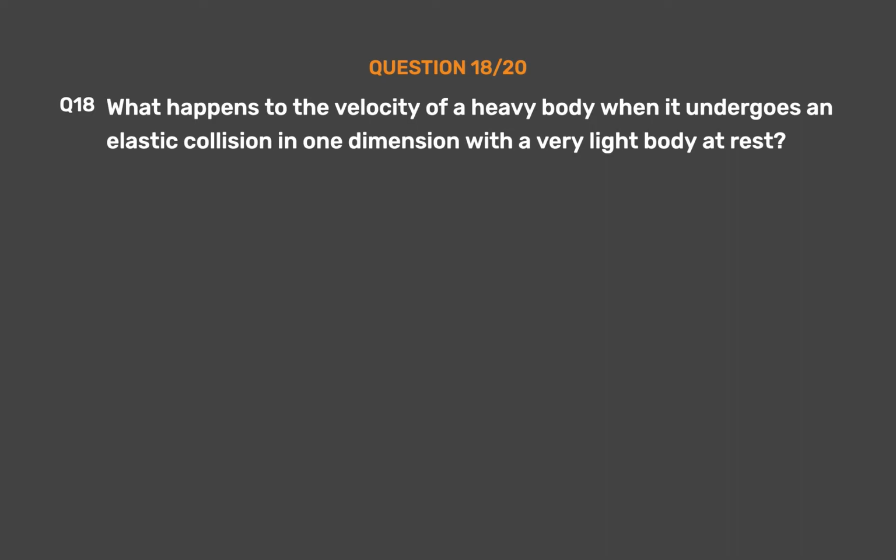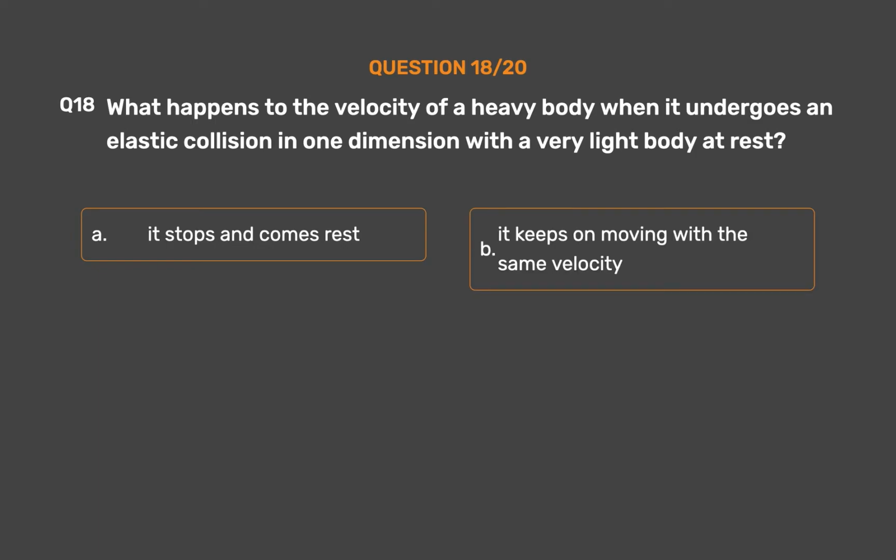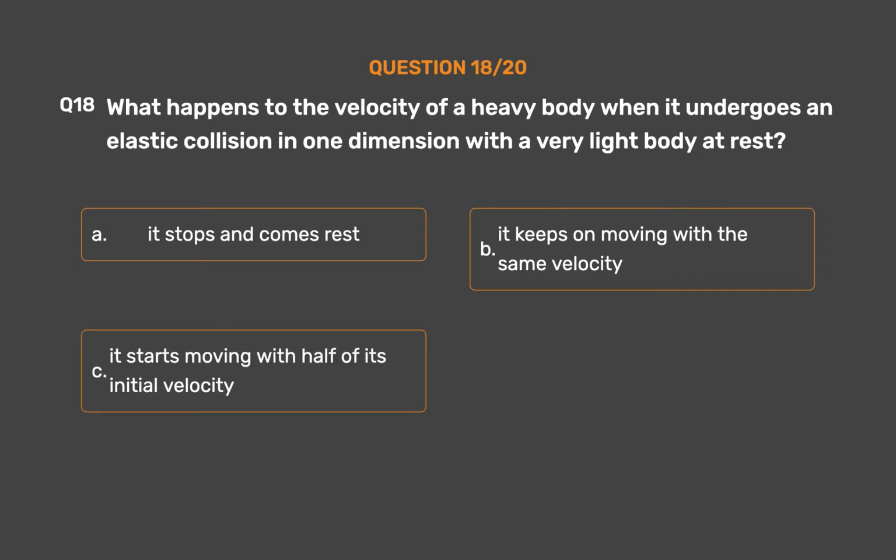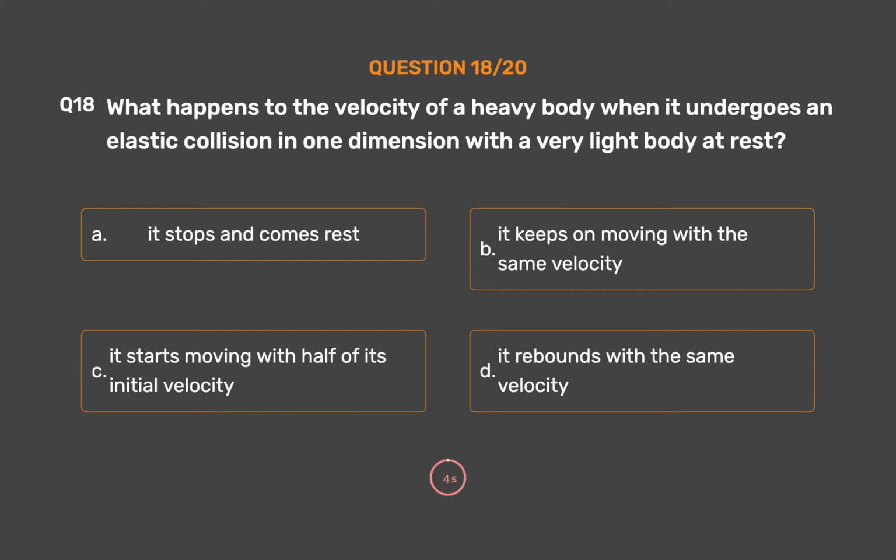Question number 18. What happens to the velocity of a heavy body when it undergoes an elastic collision in one dimension with a very light body at rest? Option A. It stops and comes rest. Option B. It keeps on moving with the same velocity. Option C. It starts moving with half of its initial velocity. Option D. It rebounds with the same velocity. The correct answer is Option B. It keeps on moving with the same velocity.